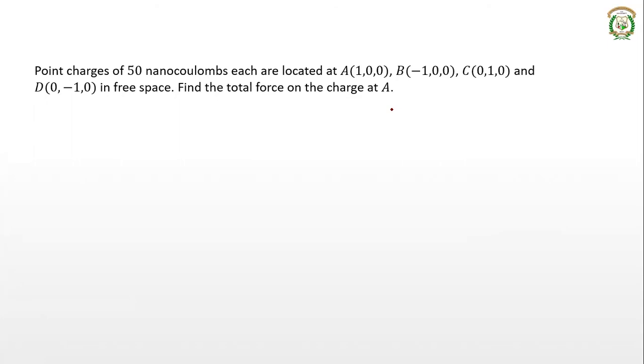So we are trying to find the force at the point A. Let us try to imagine where these points are. In all these points, the z coordinate is 0, which means they are lying on the xy plane. All 4 points are lying on the xy plane. Point A has coordinates 1, 0, 0, and point B has coordinates minus 1, 0, 0.